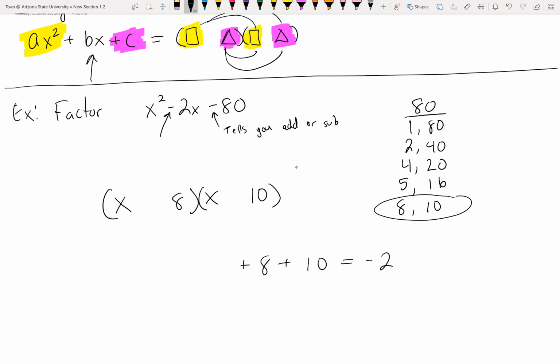It could be plus plus, it could be plus minus, it could be minus minus, or it could be minus plus. I mean, heck, again, if you don't know what to do, just guess something and see which one works. It's not a lot of guessing. Well, hopefully you'll end up knowing that it's +8 minus 10 gives you -2. So boom, there we go. That is the factored form of our original quadratic.